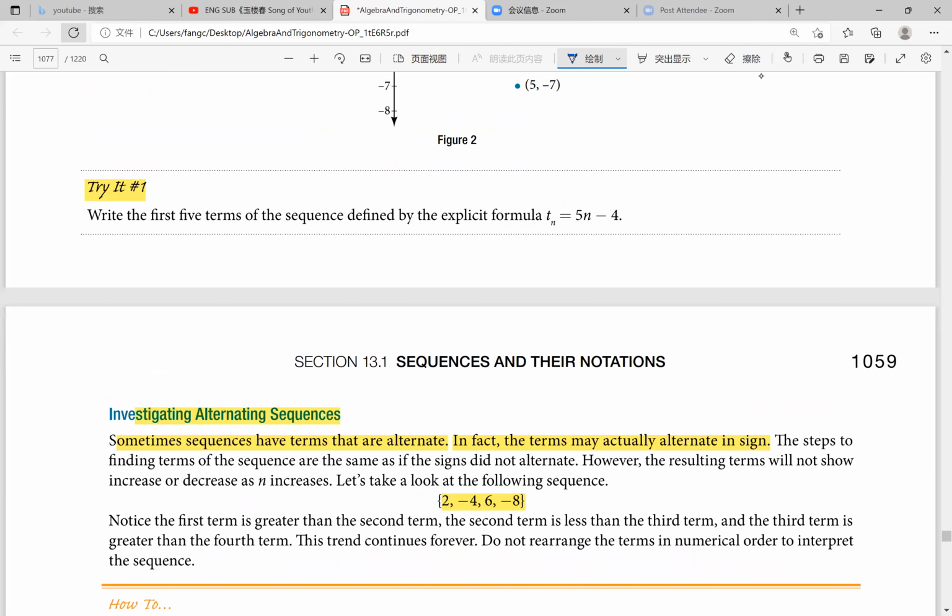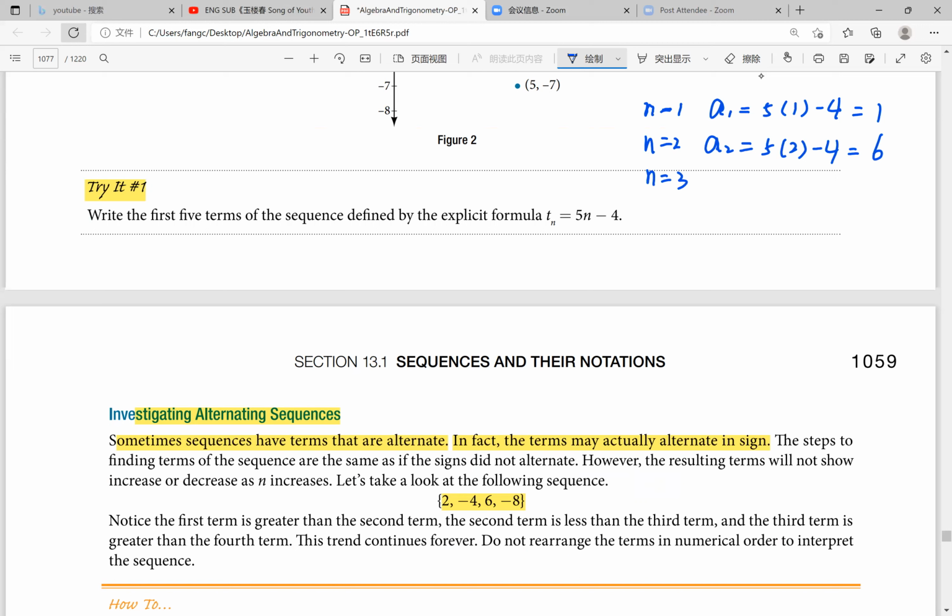Try 8. Write the first 5 terms of the sequence defined by the explicit formula. So still using a similar way, when n equals 1, we get a1. a1 equals 5 times 1 minus 4, which is 1. When n equals 2, a2 equals 5 times 2 minus 4 equals 10 minus 4, which is 6.